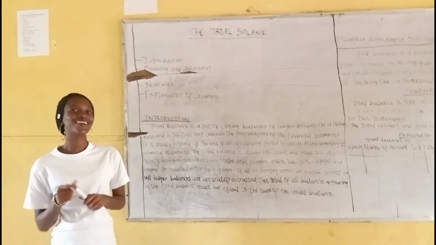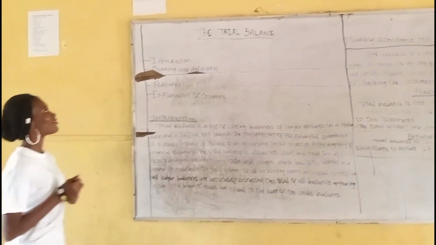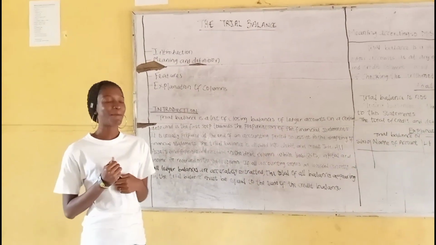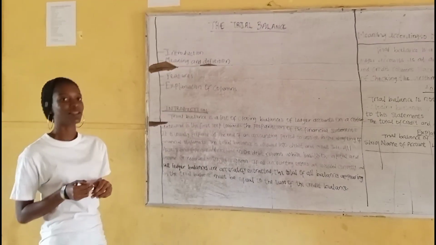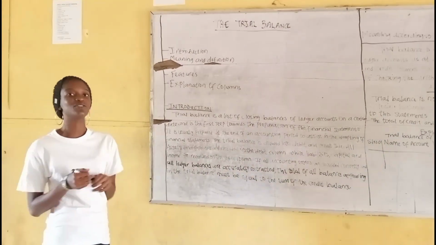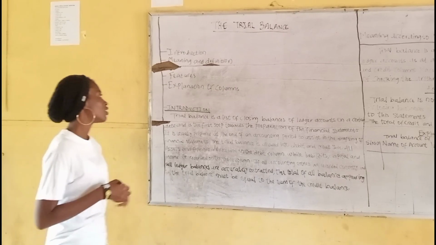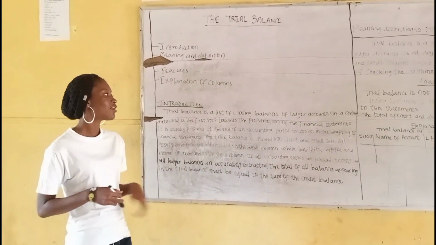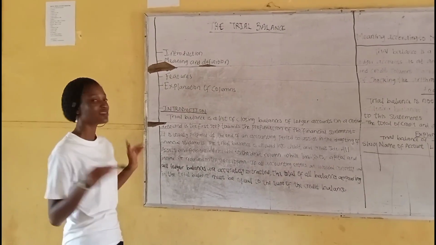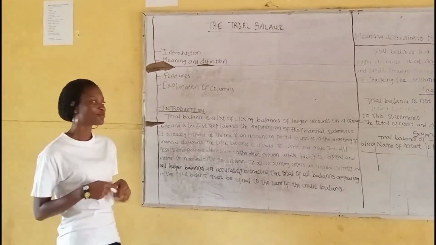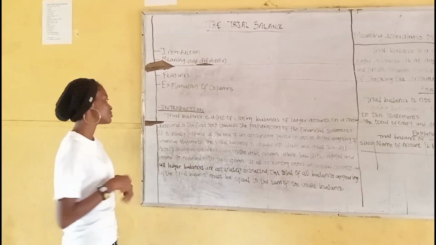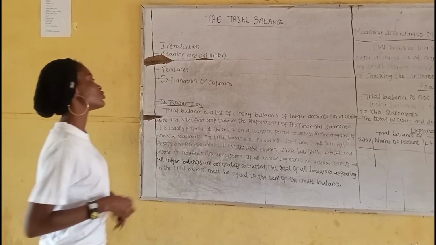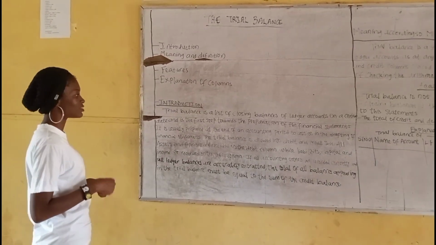So today we're taking a look at trial balance. I've written down my highlights: introduction, meaning and definition of trial balance, features of trial balance, as well as explanation of the columns. So, introduction. Trial balance is a list of closing balances of ledger accounts on a certain date, and is the first step towards the preparation of the financial statements. It is usually prepared at the end of an accounting period to assist in the drafting of the financial statement.